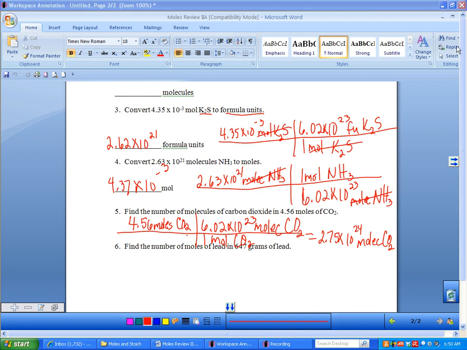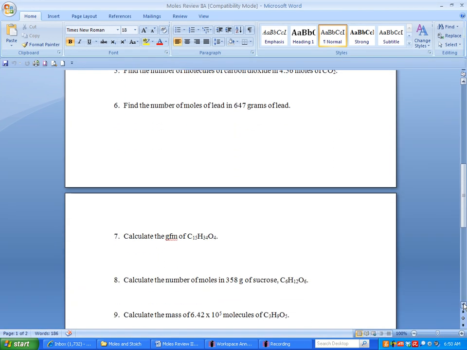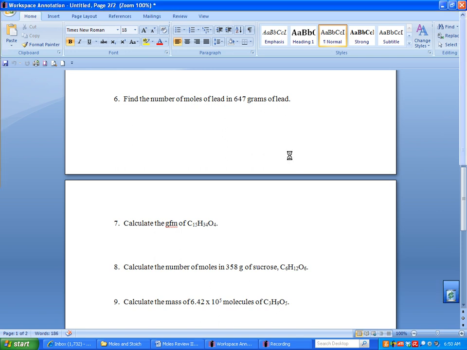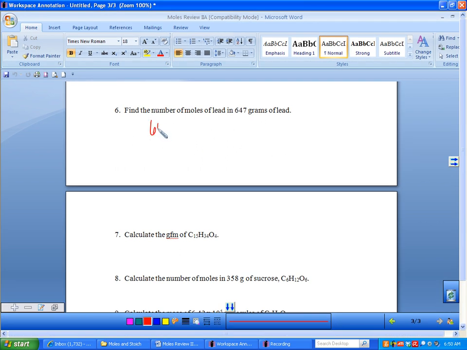Alright, number 6. Find the number of moles of lead in 647 grams of lead. So 647 grams of lead, 1 mole of lead, using my periodic table, has a mass of 207.2 grams of lead. Grams of lead will cancel. I'm going to divide 647 by 207.2, and if I do that correctly, I get 3.12 moles of lead.